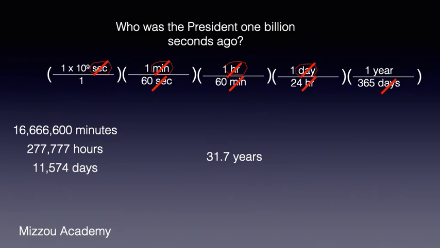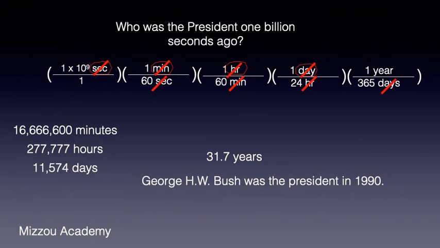And since it's 2021 when I'm making this video, 30 years ago would have been 1990.7, a little bit more. So at the end of 1989, let's see, I think Reagan transferred to Bush. So about 31 years ago, George H.W. Bush was the President of the United States.